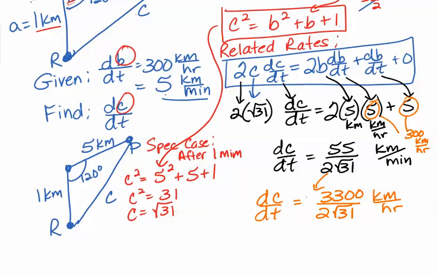And let's see if this would be reasonable. I'm going to grab a calculator and approximate. I have approximately 296.349 kilometers per hour. So that would be reasonable for the speed of a plane. It would be moving pretty fast to be that low, although I think so. It might not be too reasonable. All right, let's move on.